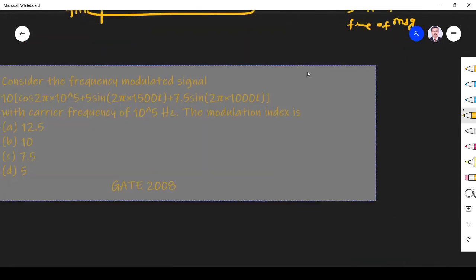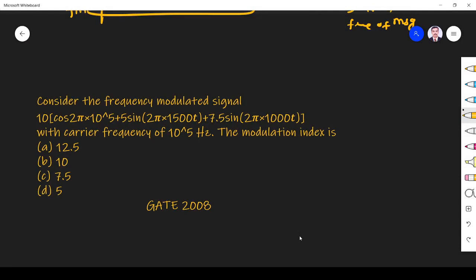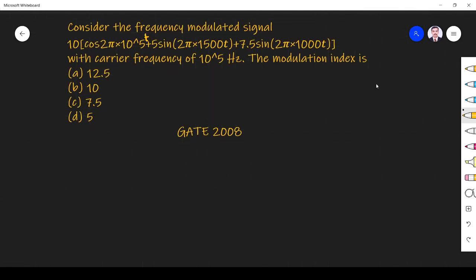Now we solve the problem. What is the question? Consider the frequency modulated signal 10 cos 2 pi into 10 power 5 t, plus 5 sin 2 pi into 1500 t plus 7.5 sin 2 pi into 1000 t, with the carrier frequency of 10 power 5 hertz. What is the modulation index of the FM wave? That's what they are asking, a simple question.